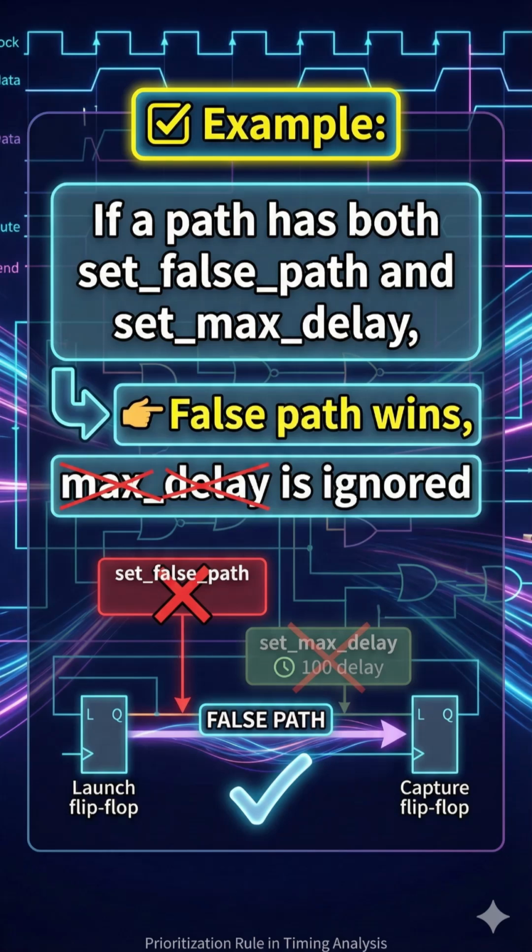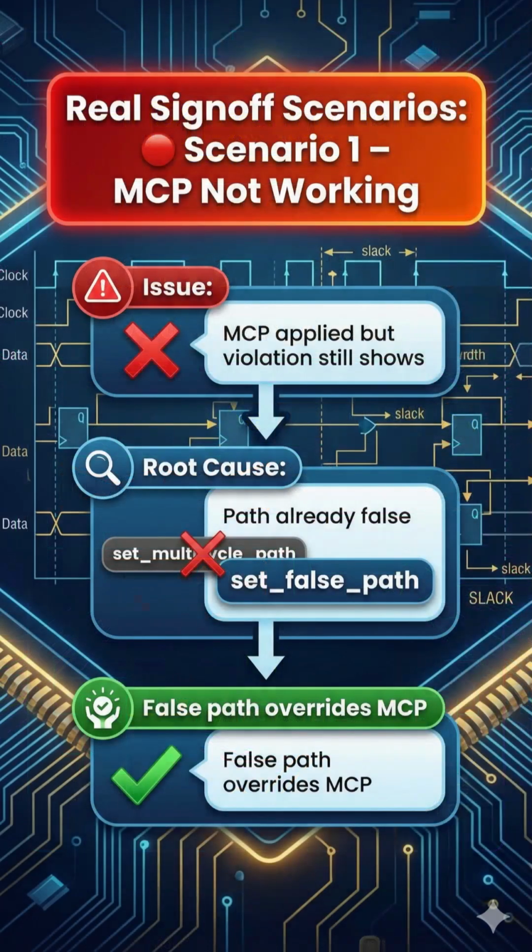Real sign-off scenarios. Now let's connect this to real project situations. Scenario 1: multicycle path not working. You apply a multicycle path, but the violation still appears. The root cause is usually simple. The path was already marked as false. Since false path has higher priority, PrimeTime ignores the multicycle constraint.